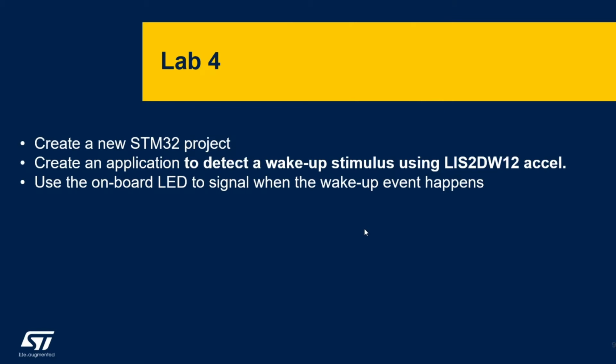In Lab 4 we will create a new project that uses the LIS2DW12 accelerometer. The accelerometer will be configured to detect a wake-up stimulus and generate the corresponding interrupt. The wake-up stimulus is an acceleration pulse above the specified minimum intensity and duration. The firmware will wait for the interrupt to happen, then it will blink the green LED on the Nucleo board.